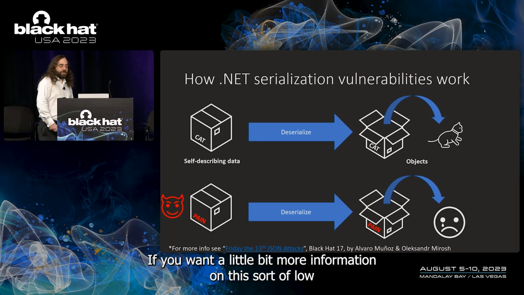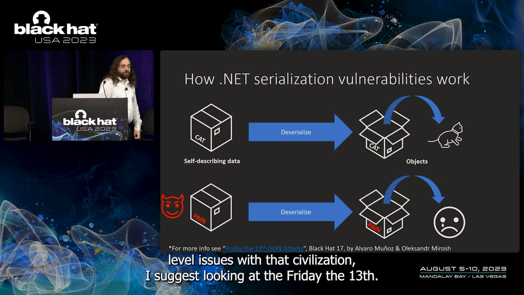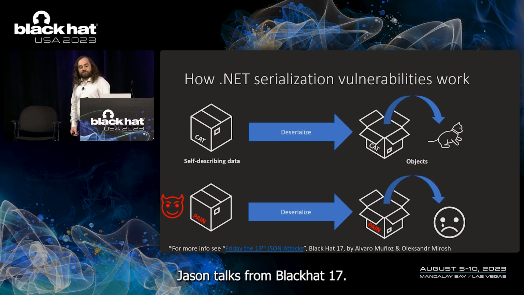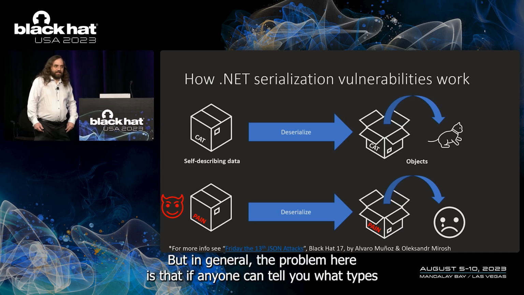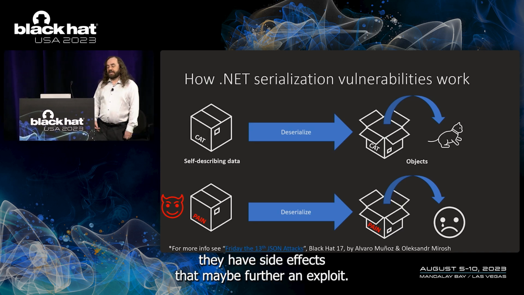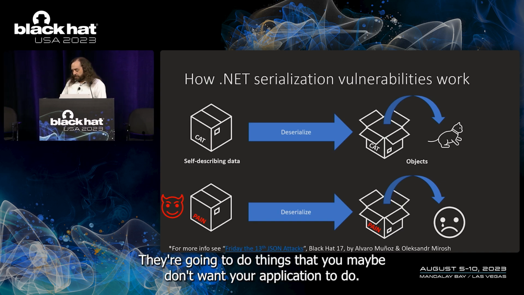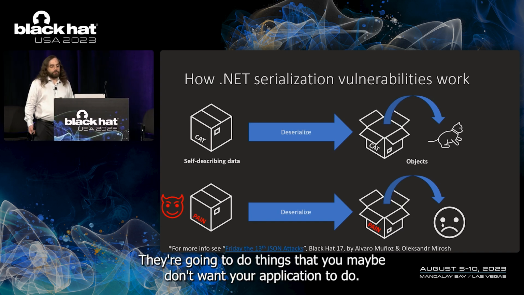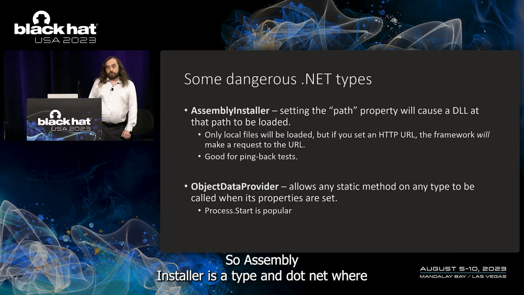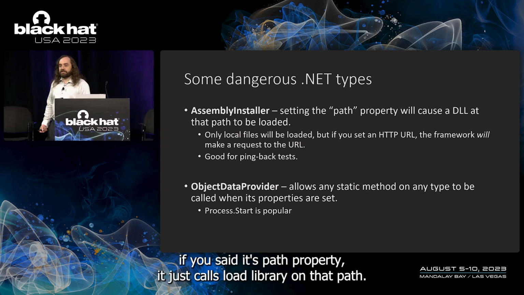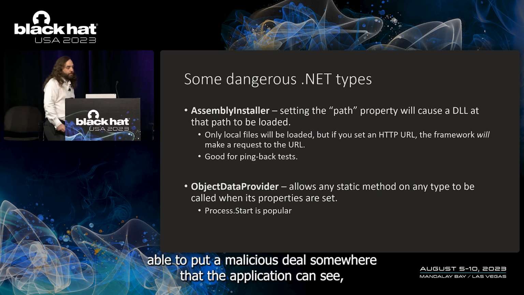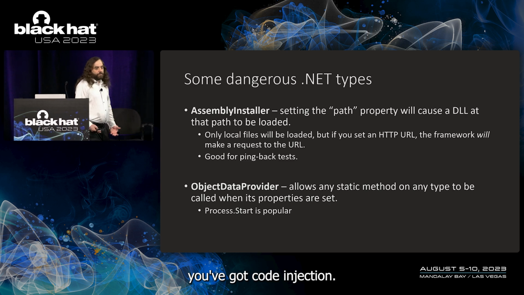If you want a little bit more information on this sort of low-level issues with .NET serialization, I suggest looking at the Friday the 13th JSON talks from Black Hat 17. But in general, the problem here is that if anyone can tell you what types you're going to make, there's types where if you create them and set their properties, they have side effects that maybe further an exploit. They're going to do things that you maybe don't want your application to do. Those are called gadgets. And here's a couple of examples. AssemblyInstaller is a type in .NET where if you set its Path property, it just calls LoadLibrary on that path. So if you've been able to put a malicious DLL somewhere that the application can see, you've got code injection.